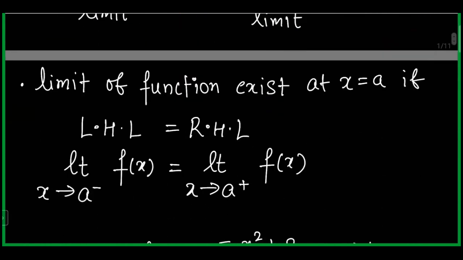Now, let me give you an idea. If you want to find a limit at x equals a, if you want to know the limit of a function at x equals a, the rule is the right hand limit and left hand limit should be equal. So either you come from the left side or you come from the right side, your answer should be the same. If this is happening, it means your limit exists at x equals a.